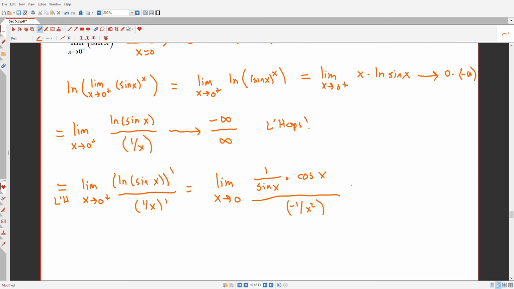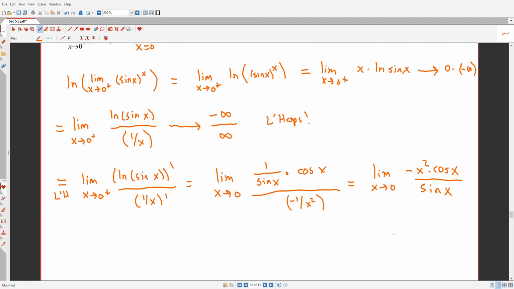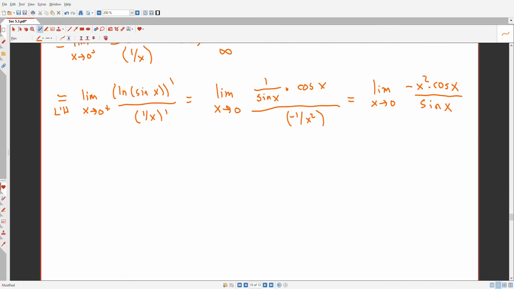And so, of course, I should probably rewrite this a little bit. I get the limit as x goes to 0 of, maybe I could write this as negative x squared cosine x all over sine of x. Okay, so this limit is taking a little more work. That's okay. A bit more algebra.